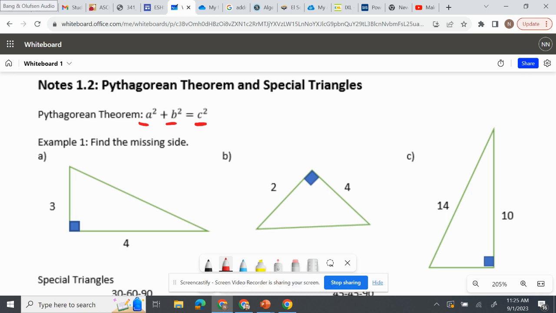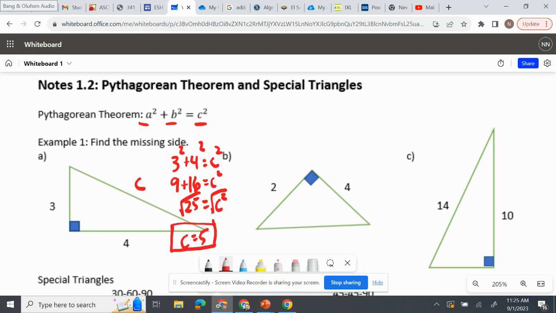So when we're looking at example 1, we're going to be solving for c. So we have 3 squared plus 4 squared equals c squared. 3 squared is 9, 4 squared is 16, 9 plus 16 is 25. Now, in order to get rid of a square, we take the square root, and so the square root of 25 is 5. So c equals 5. So that would be our hypotenuse.